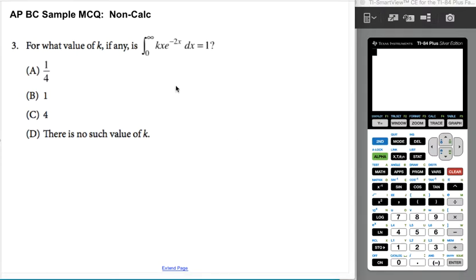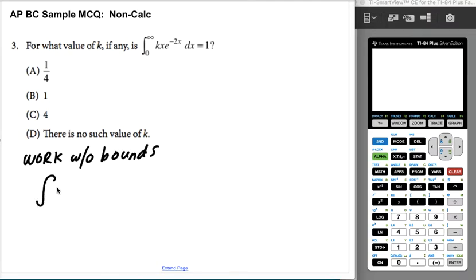All right, so we are given an improper integral, and we're asked for what value of k, if any, is this integral equal to 1? So basically, I'm going to go ahead and do work without bounds. I mean, it is multiple choice, so nobody's really going to care. But I'm going to do the work without the bounds and see what would happen if I integrate this thing.